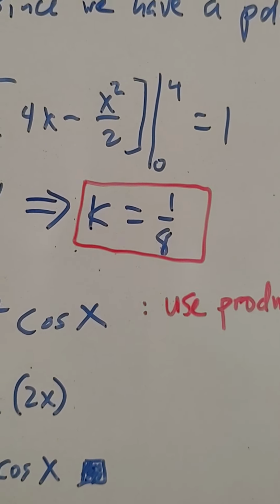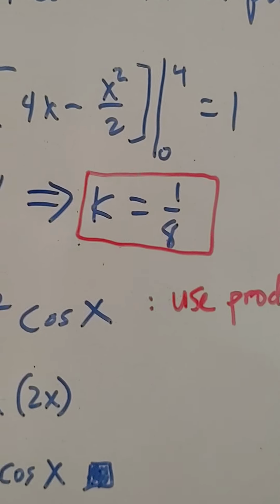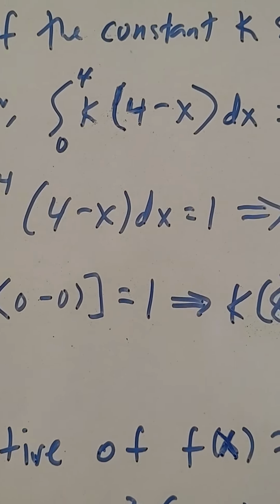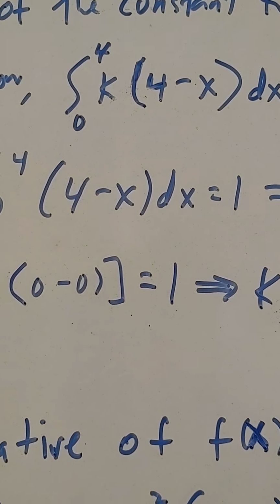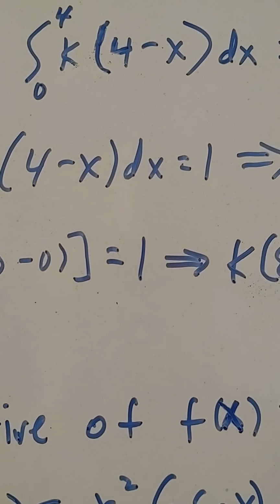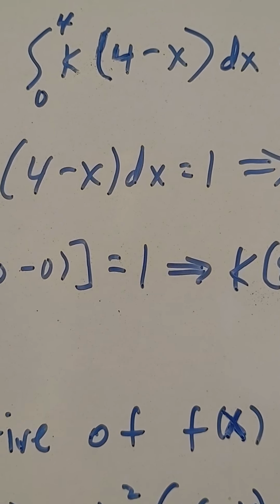You can just stop right there. That's the value of k. So notice if I input k into the original problem, the integral from 0 to 4 of 1/8 times 4 minus x dx, if you do that integral, you will get 1, which makes it a probability distribution function.